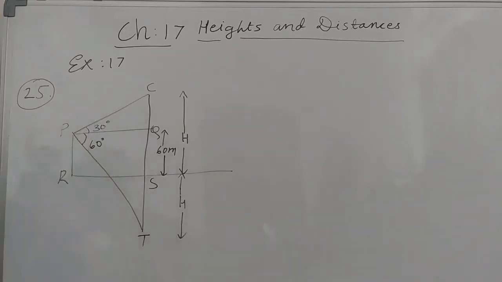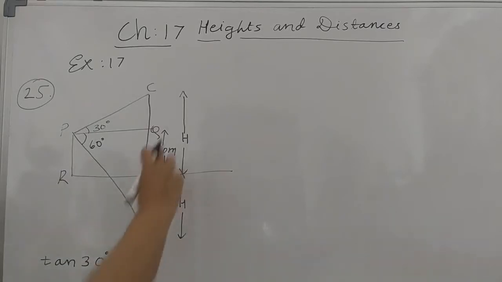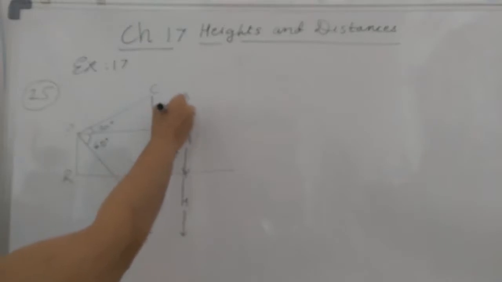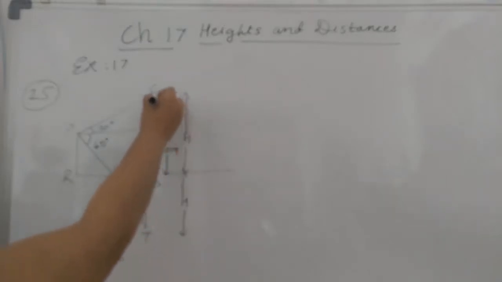Now I take the tangent value here, tan 30 degree. So tan 30 degree is CQ. See here, this whole is H, this is 60. So this will be H minus 60. So this much distance is H minus 60.